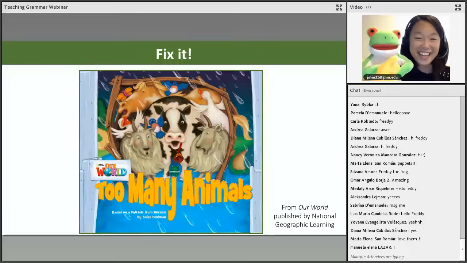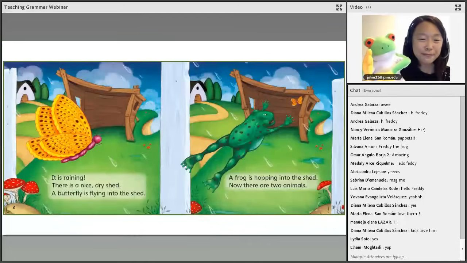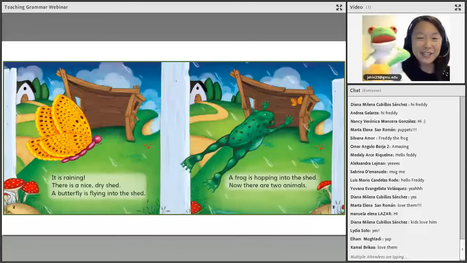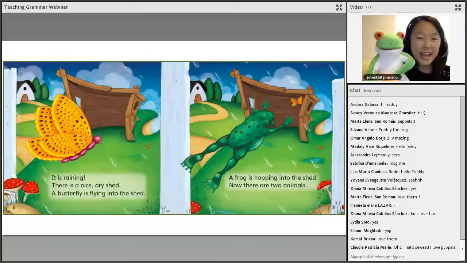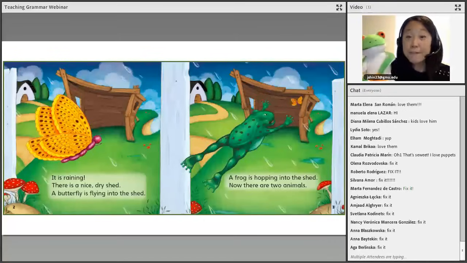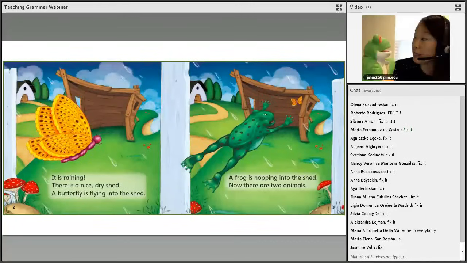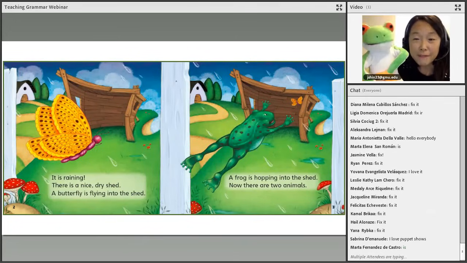Okay, here we go. Too many animals. It is raining. There is a nice dry shed. A butterfly flying into the shed. Fix it. Freddie, you have to fix it. How do I fix it?